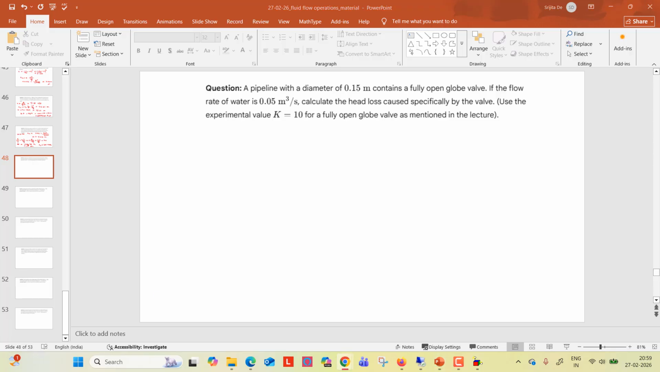A pipeline with a diameter contains a fully open globe valve. If the flow rate of water is given, calculate the head loss caused specifically by the valve. Use the valve value K, right? So first we have to calculate the U, that is U is Q by A.